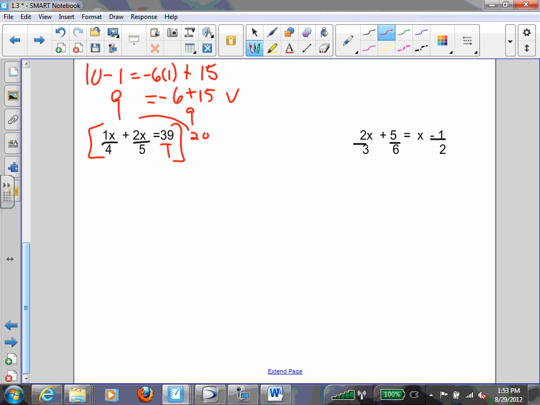And when I multiply this first one by 20, what happens to the 4? Doesn't 4 go into 20? How many times? So guess what we just got rid of? The denominator, didn't we? So what, aren't we just left with 5x? 4 goes into 20 how many times? 5 times 1x is 5x. Now we're going to distribute to this one. 5 goes into 20 how many times? 4 times 2x is, look at that.